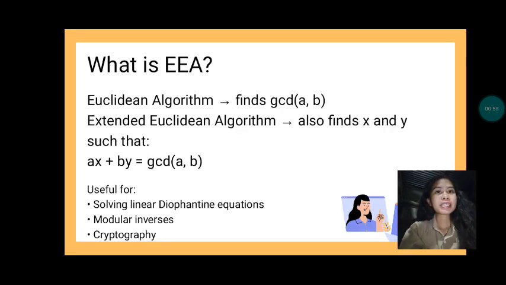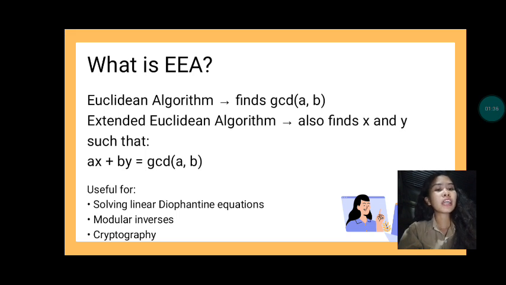Now, what is the extended Euclidean algorithm? Before we jump into the steps, let's review what the EEA actually is. You probably know the Euclidean algorithm, which helps us find the greatest common divisor of two numbers using repeated division. The extended Euclidean algorithm takes this one step further.